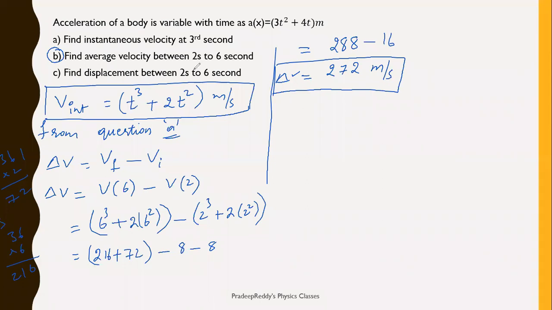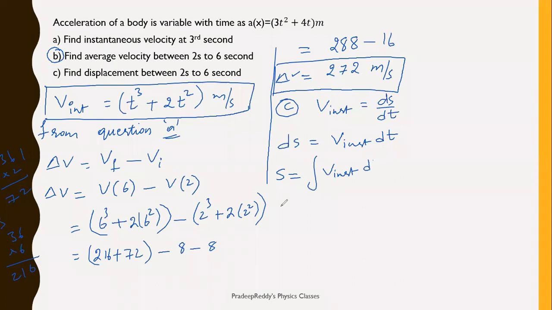Next, coming to displacement. In question C, what you are supposed to find? Displacement. We have the relation V instantaneous is equal to ds divided by dt. In order to find out displacement, ds is equal to V instantaneous into dt. V instantaneous we have already got. S is equal to integration of V instantaneous into dt. This gives you S is equal to integration of t cube plus 2t square into dt.